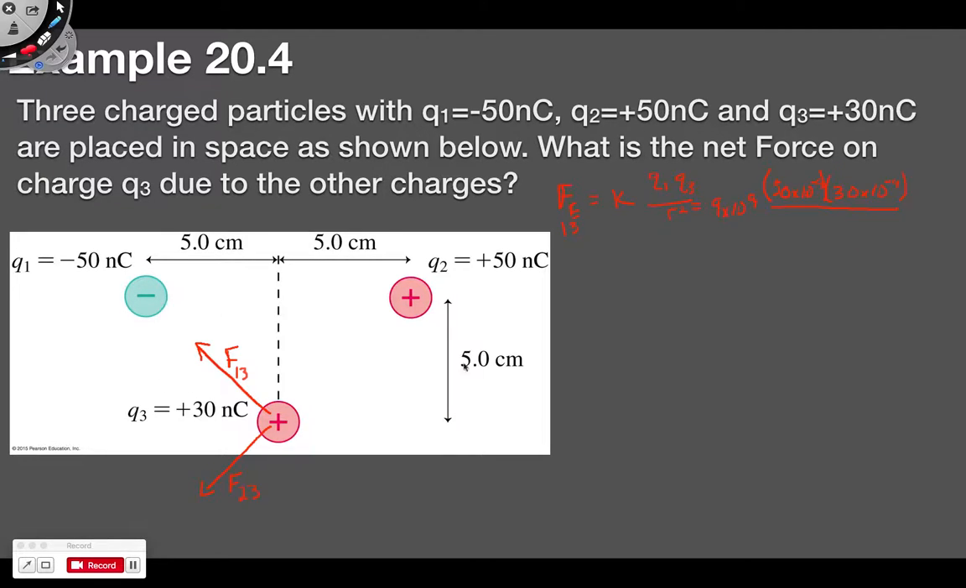So don't jump and say 5 centimeters, because that's not true. I have to figure out what that distance is. If this is 5, and this is 5, then what is this distance right here? Well, this is a right angle, so this becomes the square root of 25 plus 25, square root of 50, which should be about 7.07. So 7.07 is what we'll use, and that has to be squared.